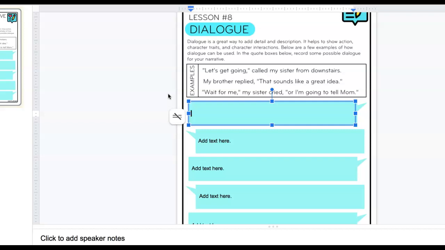Also, think about this. We don't always remember exact things that were said, especially if we're remembering something that happened quite a while ago to us. So as long as it's generally probably what was said, if you remember exact quote, perfect. But if you know that maybe your mom said, "Come on, let's go," then you could say in here, "Come on, let's go," said my mom, or yelled my mom, or called my mom.